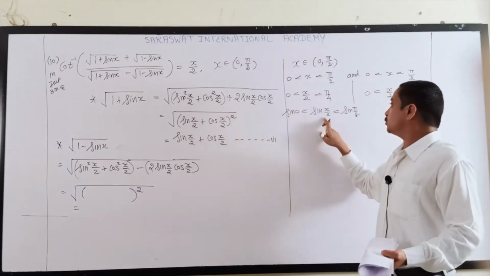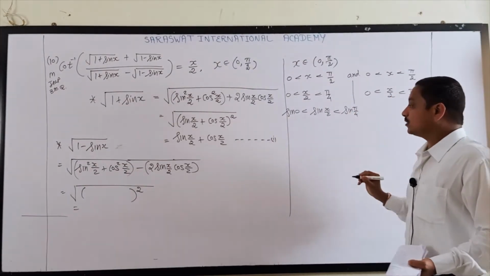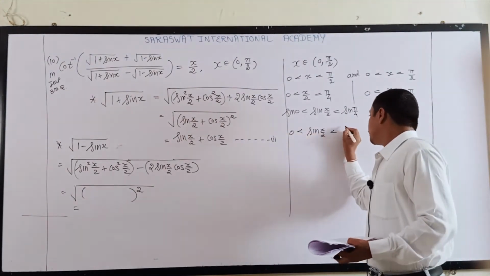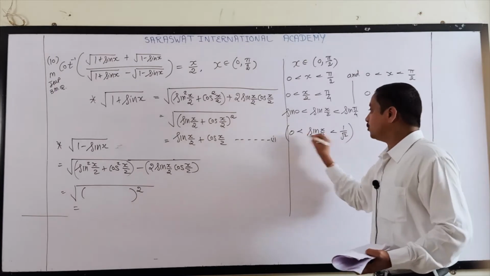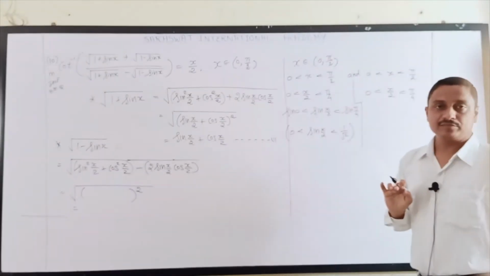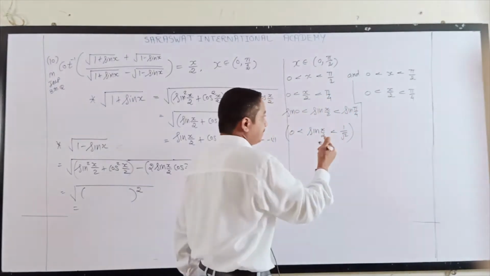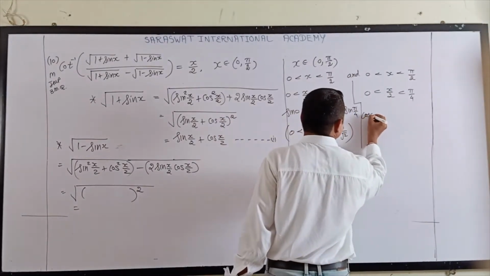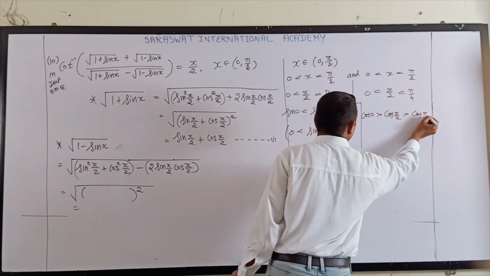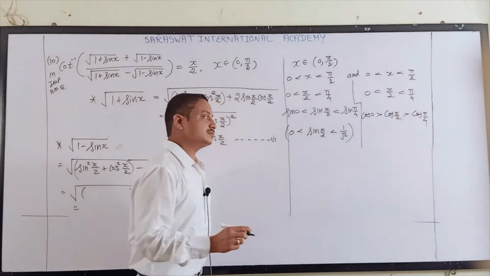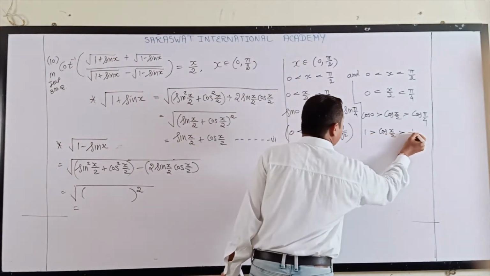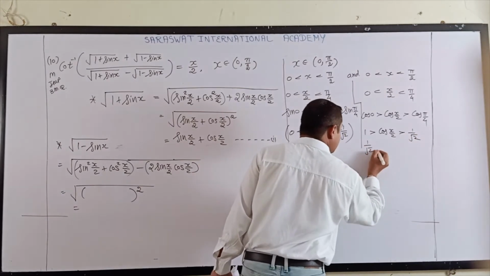And here between sin 0 and sin 45. Now sin 0 is 0, sin x by 2, what is sin 45? 1 by root 2. Similarly, students, if you apply your cos function, but cos is decreasing, so the inequality changes. Cos 0, cos pi by 4, what is cos 0? 1, cos 45, 1 by root 2. Rearrange.